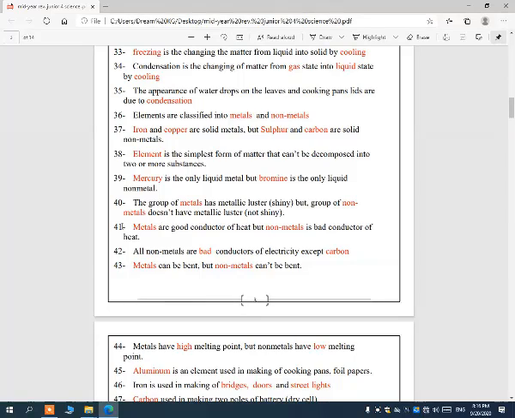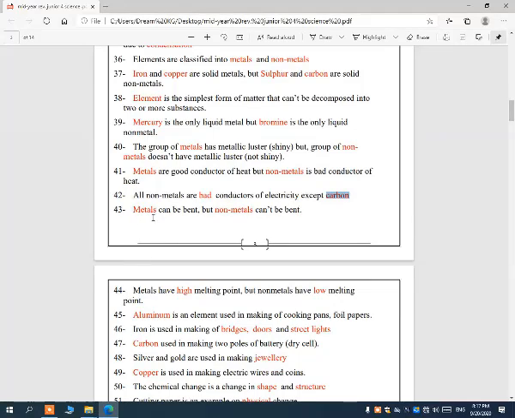Okay, so let's answer 41. Dots are good conductor of heat. Who is the good conductor of heat? Metals. But what is a bad conductor of heat? Non-metals. Bad conductor of heat, non-metals. Or the non-metals are dots conductors of electricity, except dot. All non-metals are bad conductor of electricity, except carbon.